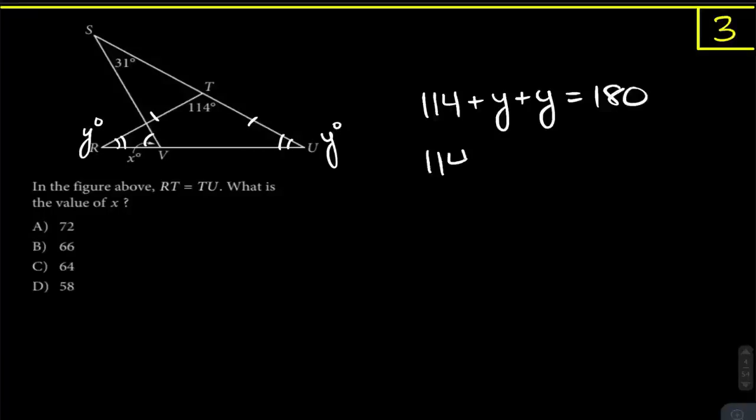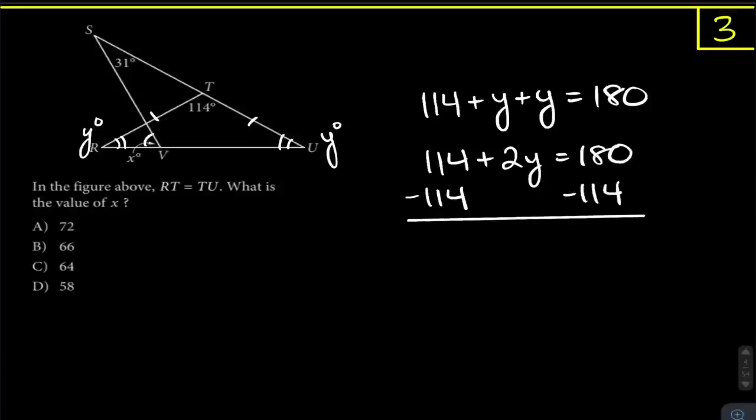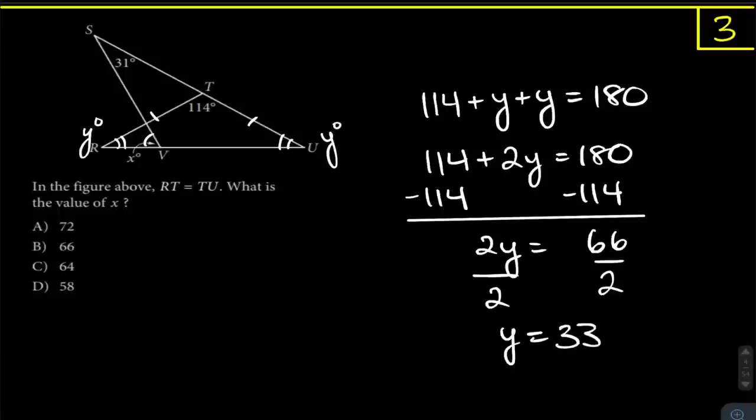So we add these up. This is 2y. Then we can subtract 114 on both sides. We get that 2y is equal to 66, and then we just divide by 2 on both sides to get that y is 33. So y is going to be 33 here, and now we know these angles.